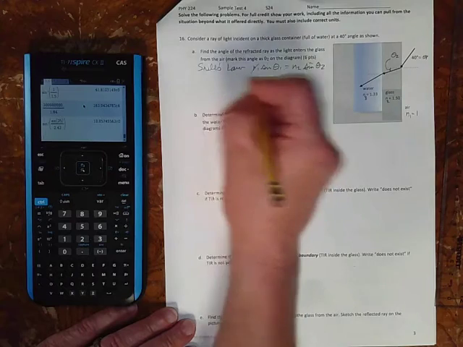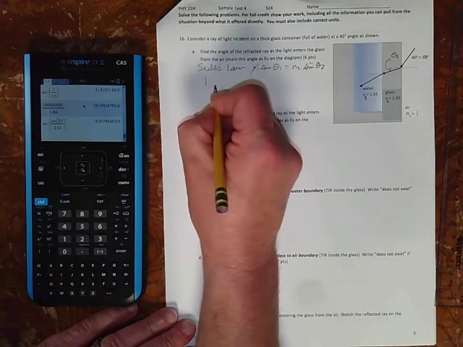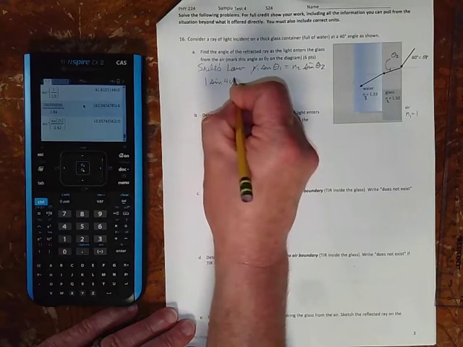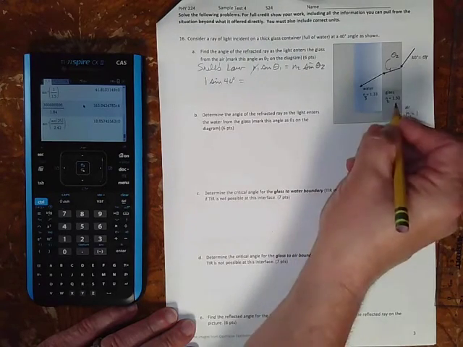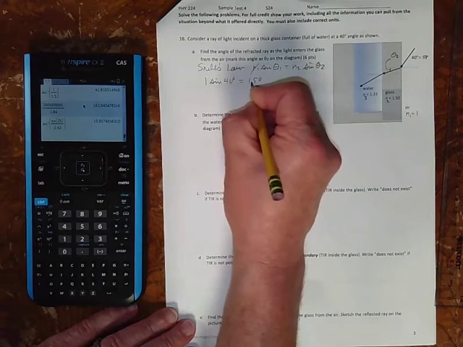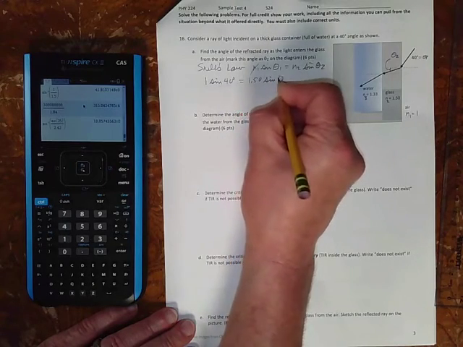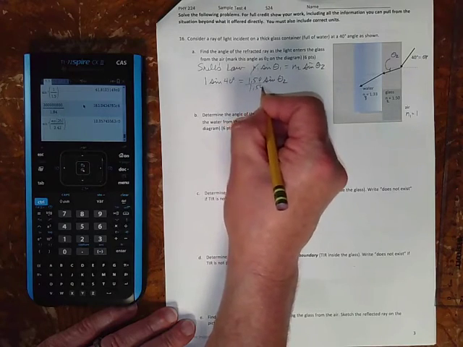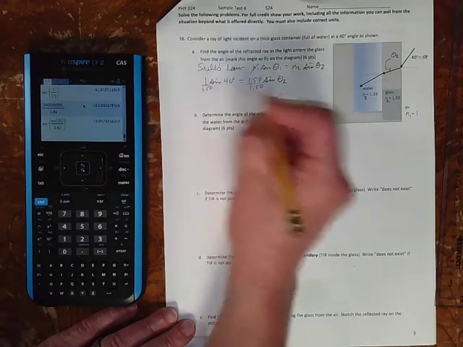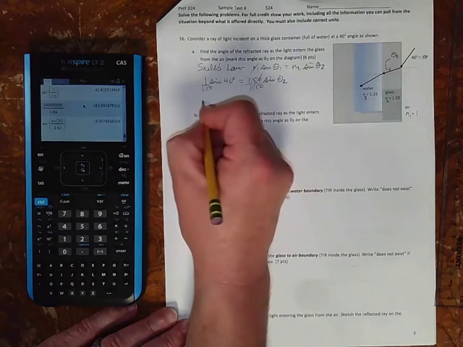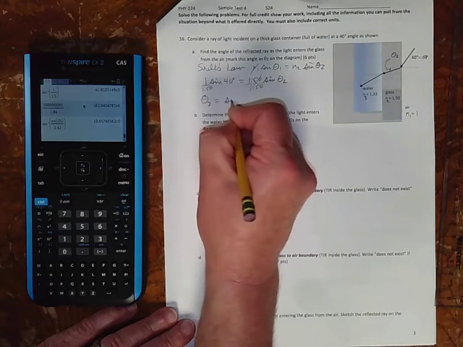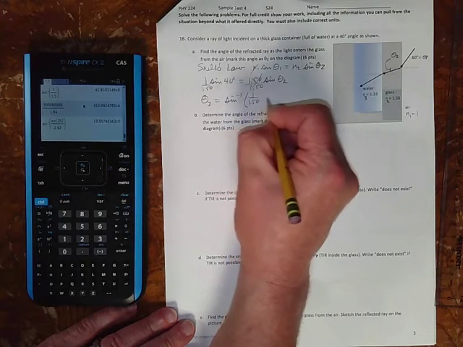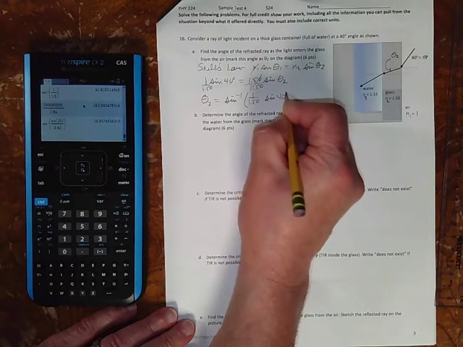And we've got 1 and 2, so we'll do N1 sine theta 1 equals N2 sine theta 2. N1 is 1. Sine theta 1 is sine of 40 degrees. N2 is 1.5. And sine theta 2 is what we're looking for. Divide both sides by 1.5, and then take the inverse sine. So theta 2 is inverse sine of 1 over 1.5 times sine of 40 degrees.